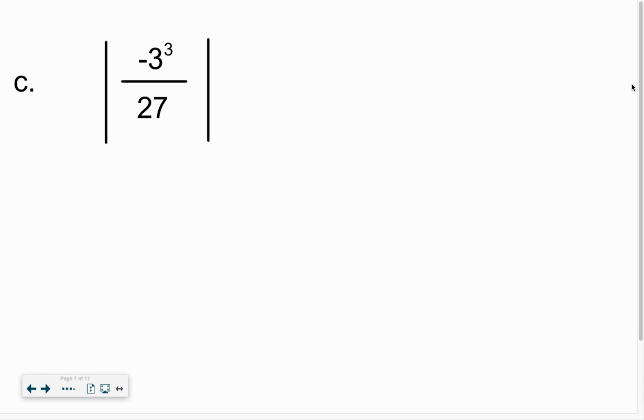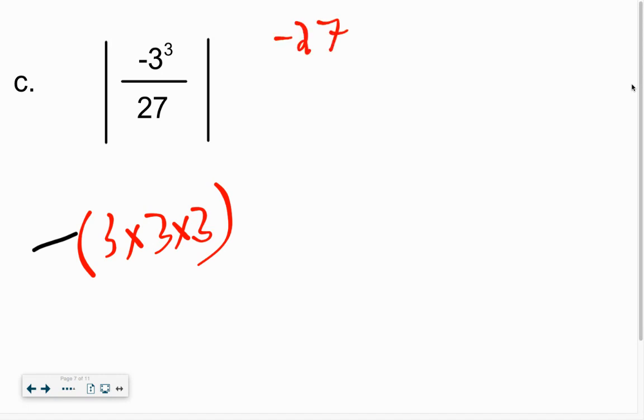Start on the top. Please remember, this is saying the opposite of 3 cubed. So we've already done that before. We take 3 times 3 times 3, and then we want the opposite of that. So that gives us a negative 27 over that positive 27.